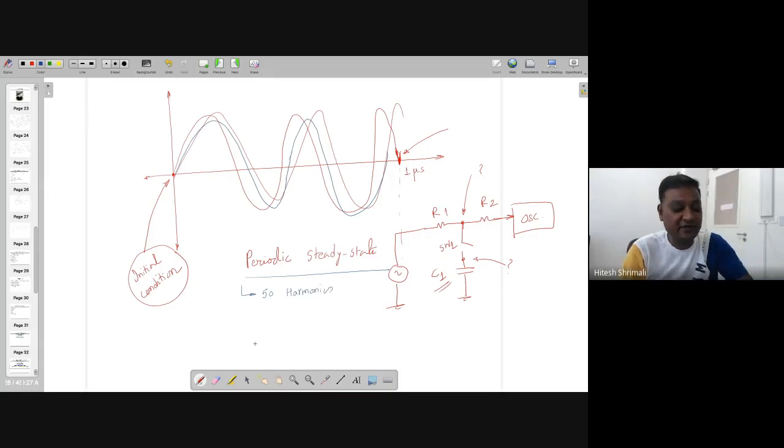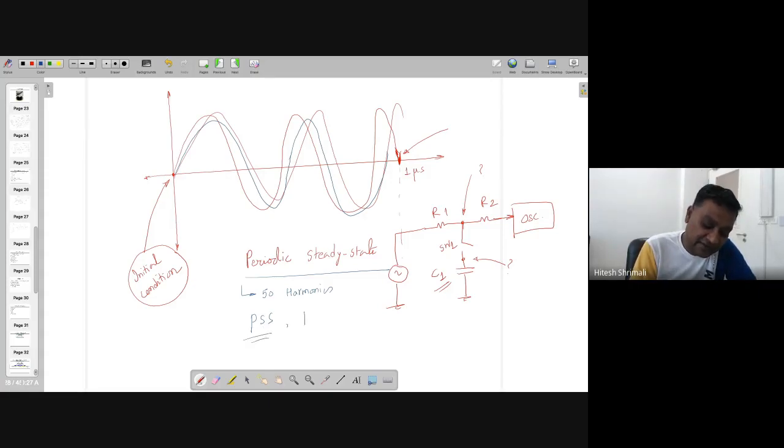So I'm just checking whether it's matching or not. Once it matched, my simulation will get stopped. And that analysis is known as PSS, periodic steady state. This is generally for transient. Similar to that, there is something called PAC, periodic AC analysis.